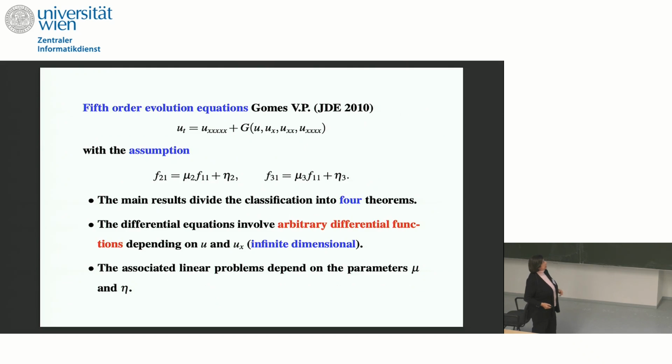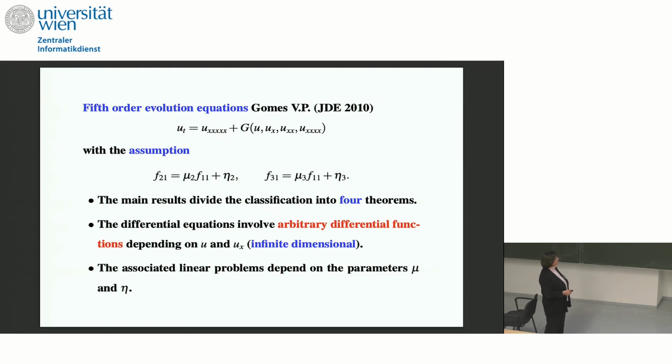Okay, now Gomez in 2010 studied this type of equation. He changed the way he included the parameters. He included 4 parameters actually. So he decided to use f21 as a linear combination of f11, the same with f31. And his classification gave him 4 theorems. I'm not going to give any classification theorem because they are very technical and it would be boring for a talk like this, but I will certainly pick up some equations in each of those classification theorems.